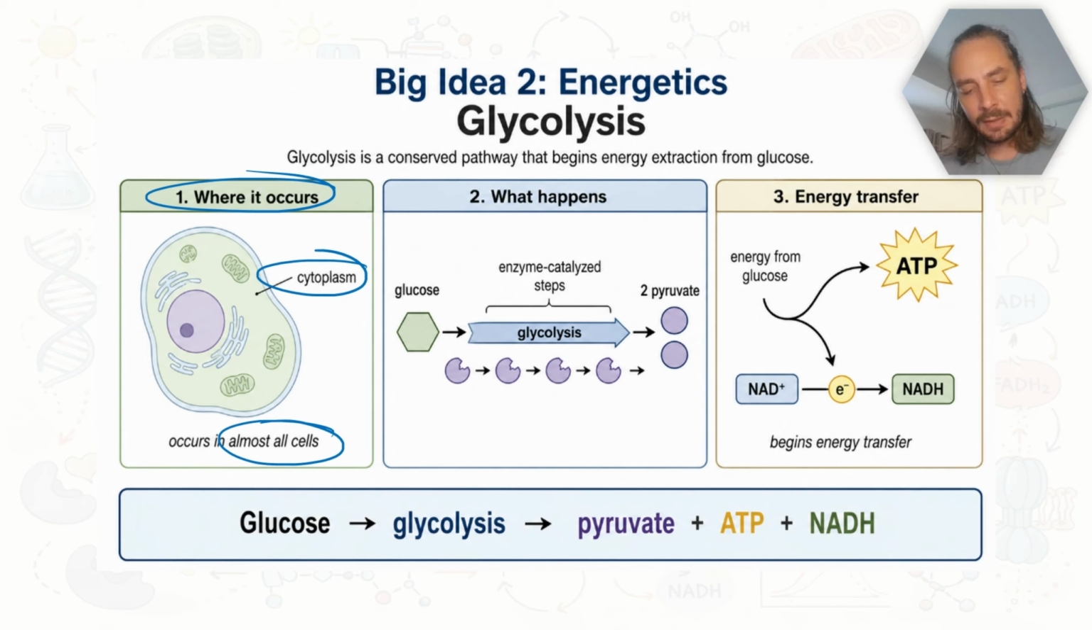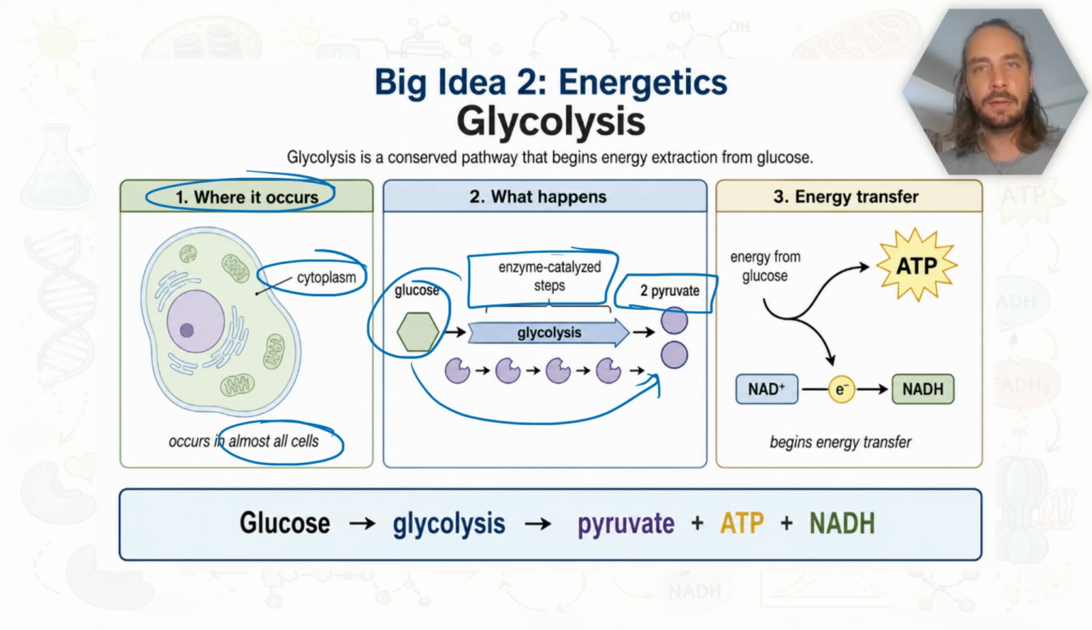Now, what happens is it's enzyme catalyzed steps to start breaking glucose down into two pyruvate molecules. We then use this initial energy of breaking this molecule down to create some ATP and also NADH.